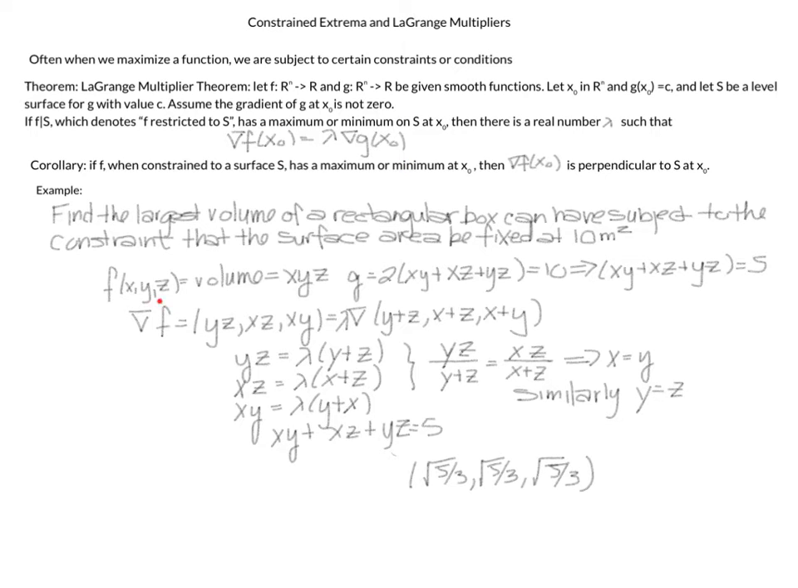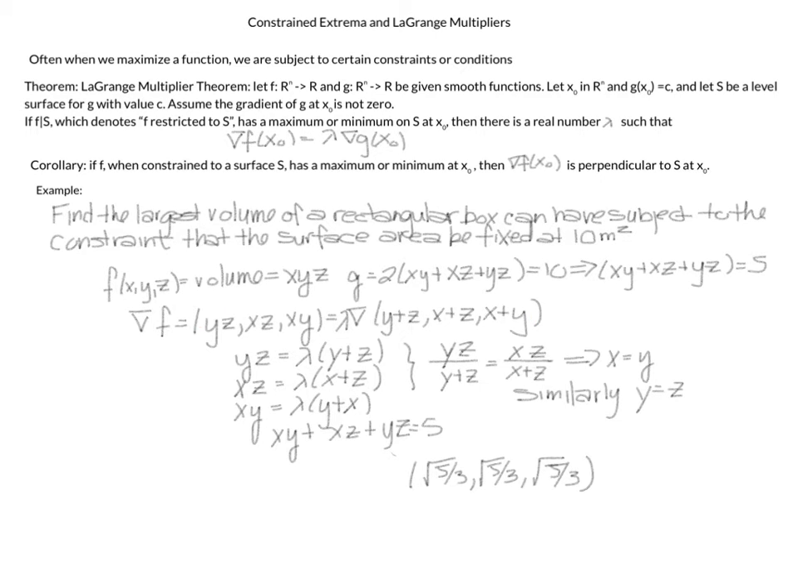So we take our derivative of f here with respect to x first, that's our yz. With respect to y, we get xz, and with respect to z, we get xy. And then we multiply by lambda times the gradient of g, which we're going to get first with respect to x, that's going to be y plus z. With respect to y, we're going to have x plus z, and then with respect to z, we're going to have x plus y.